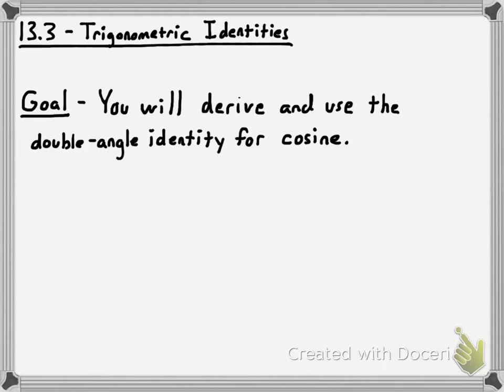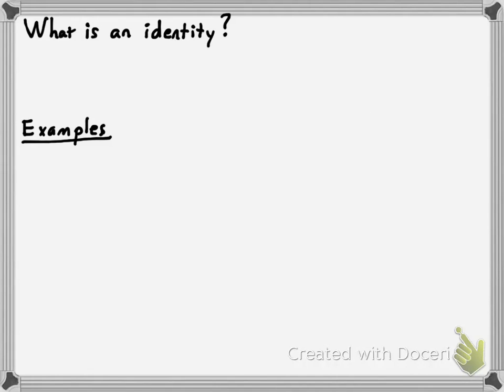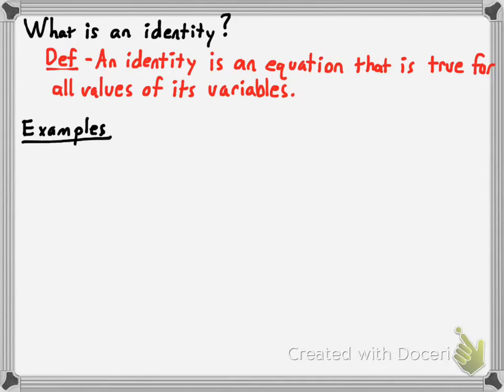Alright, so the goal here is that we're going to derive the double angle identity for cosine. Well, let me tell you what an identity is first before we get into that. An identity, if you'll recall, is an equation that's true for all values of the variable in that equation. Now down here where I have examples, I'm going to give you trigonometric identities in particular. Let me give you an identity that's not trigonometric that you're familiar with, just to reinforce this definition.